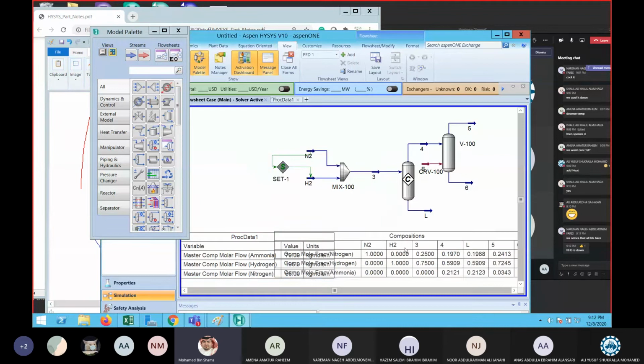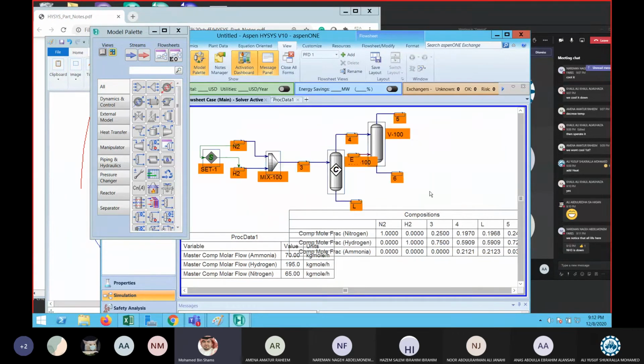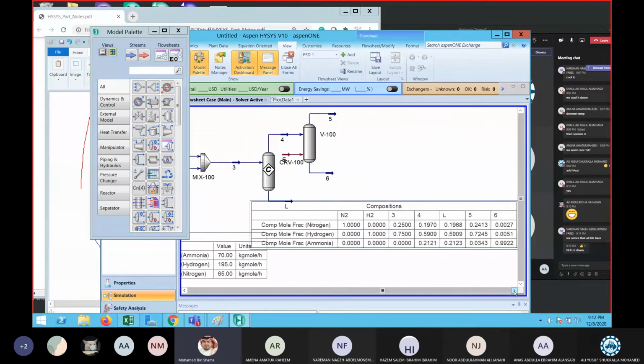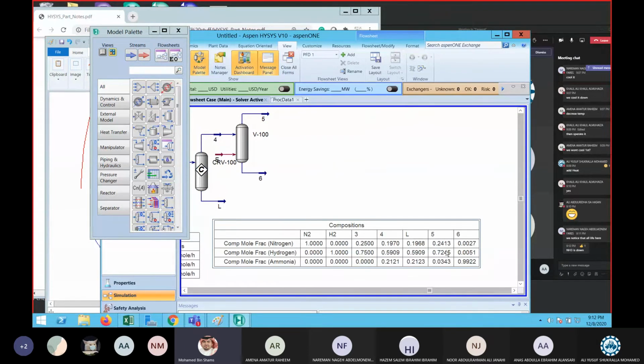Let's see the composition and then we can judge whether it's right or not. Where is stream number 5? Okay, so stream number 6. What is the highest thing we have?